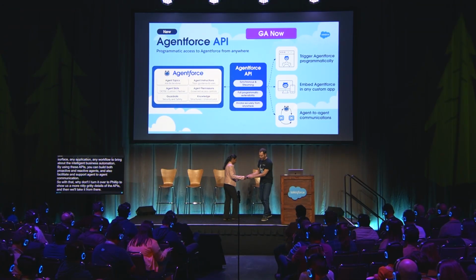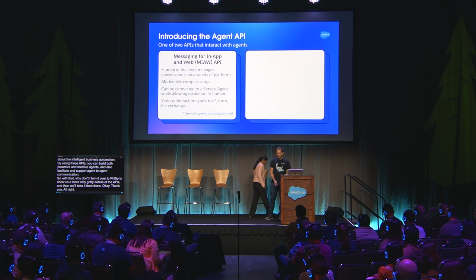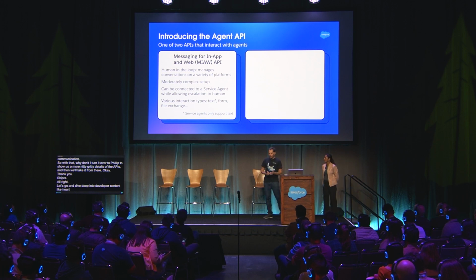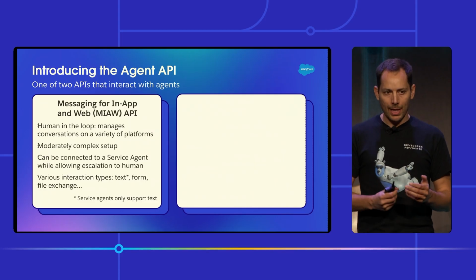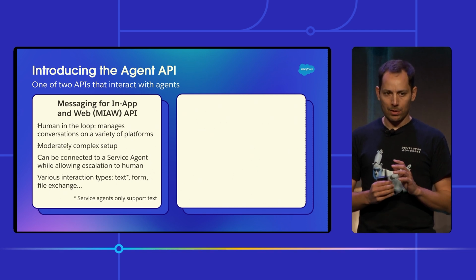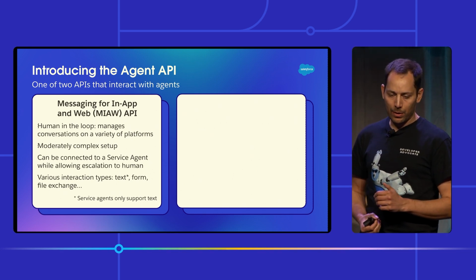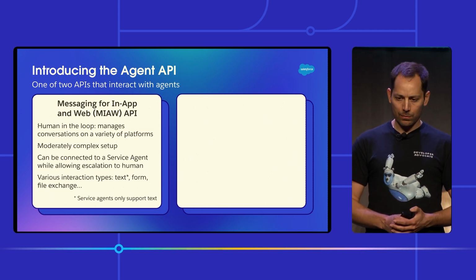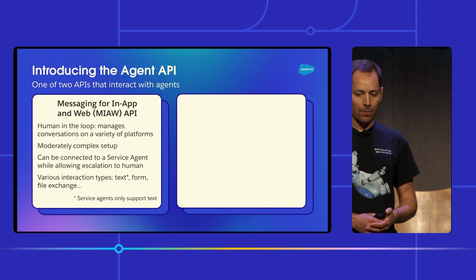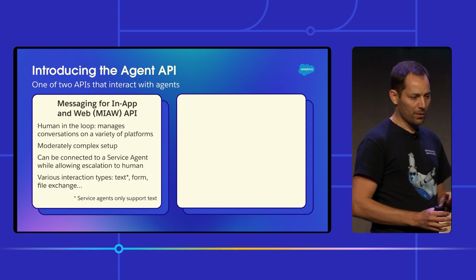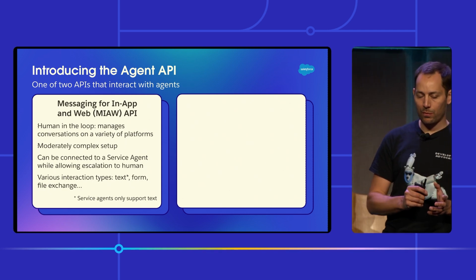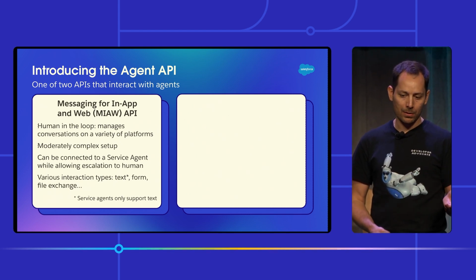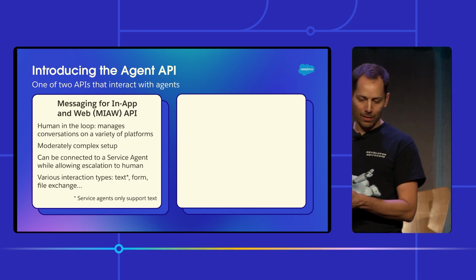Thank you, Shipra. All right, let's dive deep into developer content, like hard. If you've been playing a bit with agents, you may have noticed that we already had an API to do some level of agent integration before. This is called the Messaging for In-App and Web API, or MIAW in short. This has existed for a number of releases already, but the main focus of this API is not so much to work with agents. It's first designed to connect with humans, to have conversations with customers on a variety of platforms. For example, it could be Experience Cloud, it could be your third-party site, mobile devices, things like that.